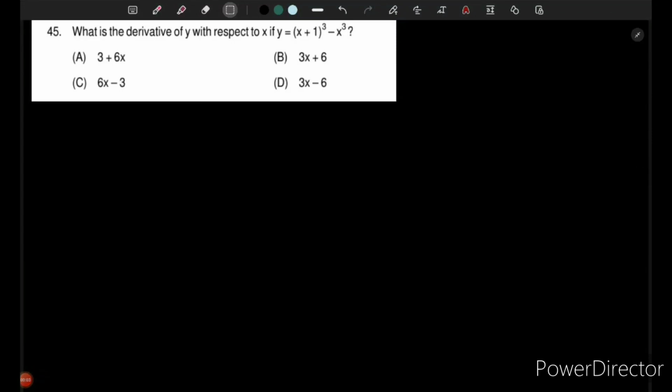Hello dear students, today we will discuss about derivative of a function.